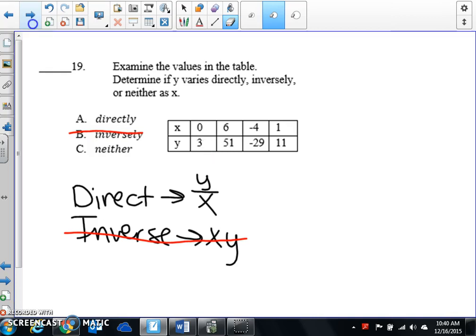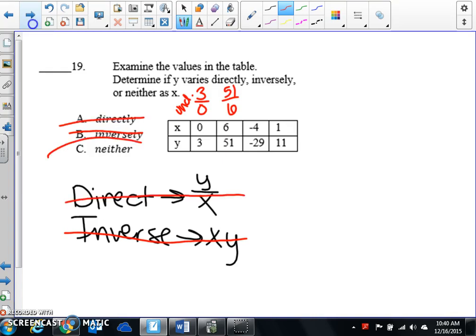So now I have to determine if it's direct. Remember, it's y over x. So 3 over 0, that's undefined. 51 over 6 is not undefined. So it can't be direct. So this is a neither.